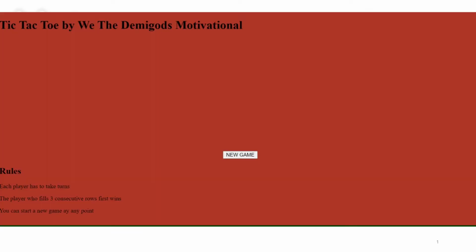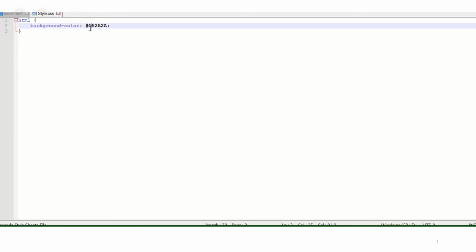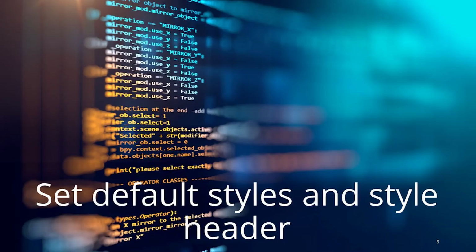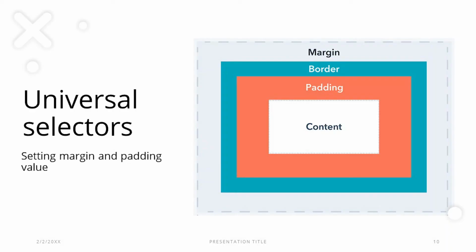The color choices are pretty much endless and you can choose as per your likings. Now let's learn how to set the default styles and the default header. We are going to be using the Universal Selector. This selector selects pretty much every single element in the HTML page. We will be using the selector for the default values.